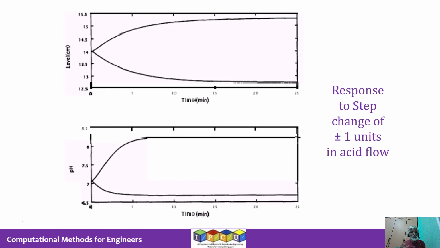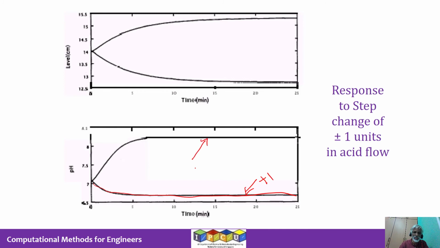But when you're looking at pH, this is what you see. When there is a change of +1 unit in acid flow, the system responds like this. The system becomes more acidic, so the pH will go down. When more acid is injected into the system, the pH will go down, because pH less than 7 means acidic. So the system is going to get more acidic. This is the response of the system to a +1 change in the acid flow.